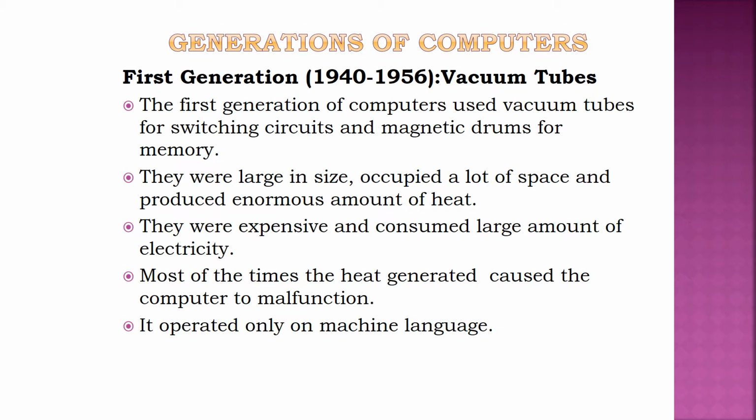Let us see again the key points of the first generation. The first generation of computers used vacuum tubes for switching circuits and magnetic drums for memory. They were large in size, expensive, and consumed a large amount of electricity. Heat generated often caused the computer to malfunction. It operated only on machine level language. Let us move on to the second generation.